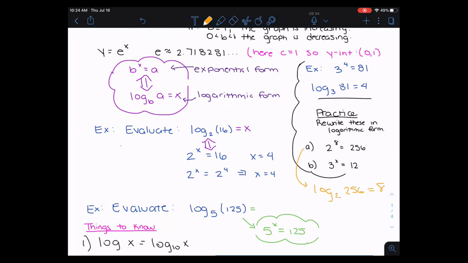And then for B, we have log. In this case, our base is 3. So we're going to have log base 3 of whatever's on the other side, which is 12. So that's log base 3 of 12 equal to x. So that's how you can do that. And I see that some of you did get that, so that's awesome.